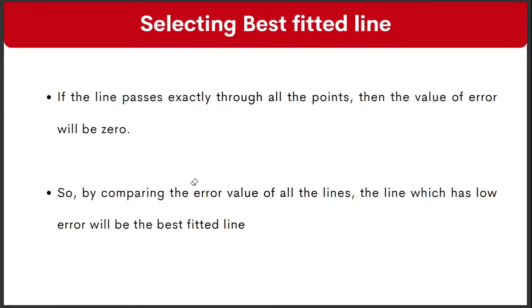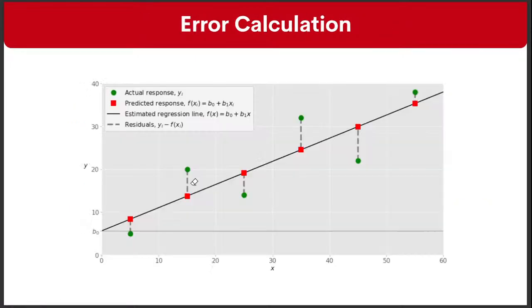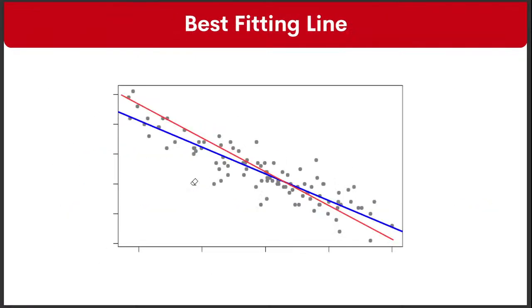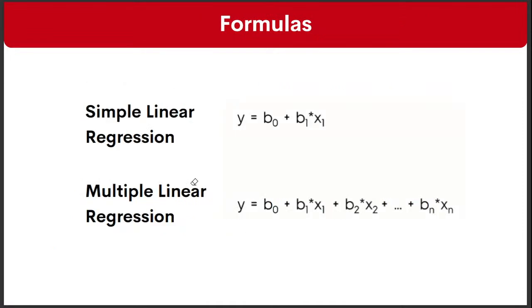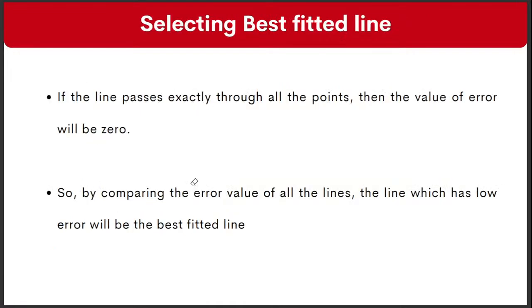Are we clear how the best fitted line is found? In this red and blue, whichever has the lowest error, or if you have multiple lines, whichever has the lowest error, will be the best fitted line. If you want, you can also do it manually. So that's about our best fitted line and how it is found. I hope you understood that.